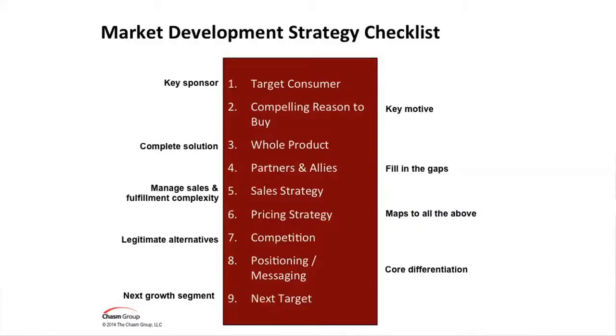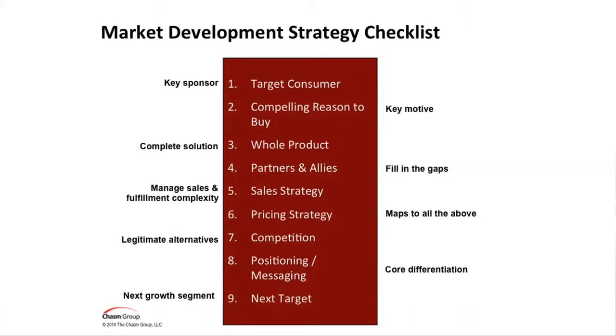Key motive, self-evident, and whole product, we're going to go a little bit more deeply into that area because it's an important one. Everything down from there, from partners and allies to be able to fill in any holes or gaps that you have in the solution to be able to fulfill a sharply defined need is very important. Sales, pricing, understanding competition, getting your positioning, your messaging right, and then thinking about the issue of if I have success with what I'm doing, where do I take this next?